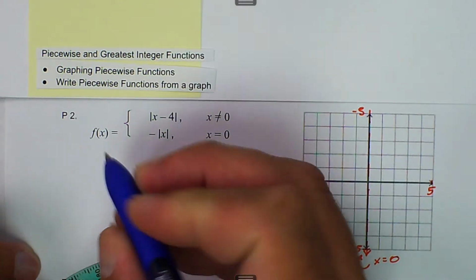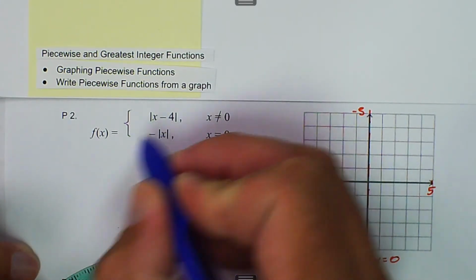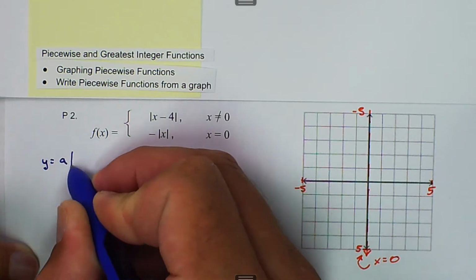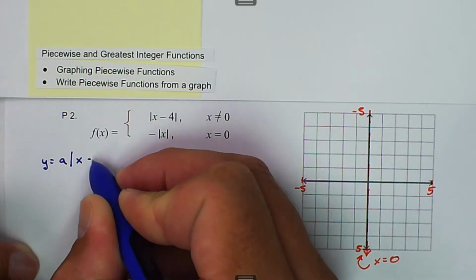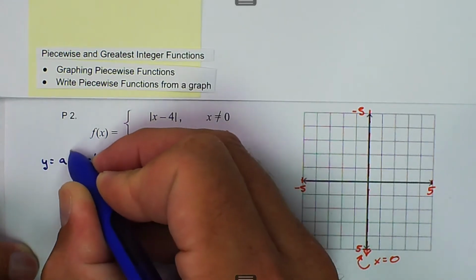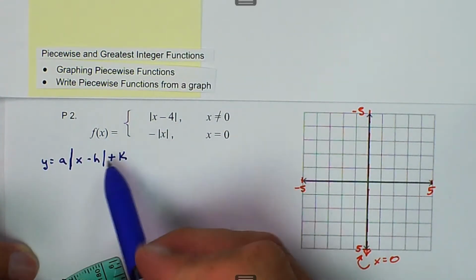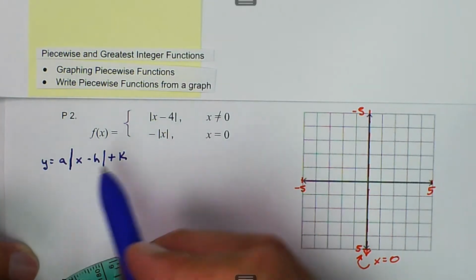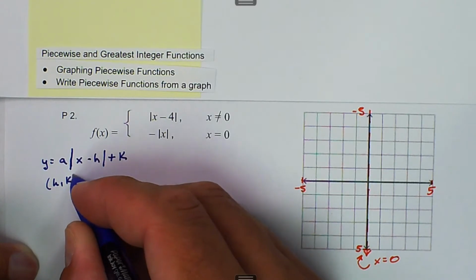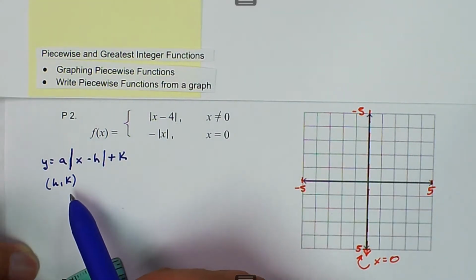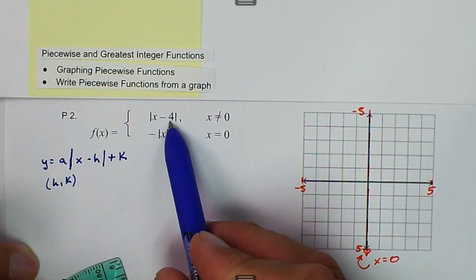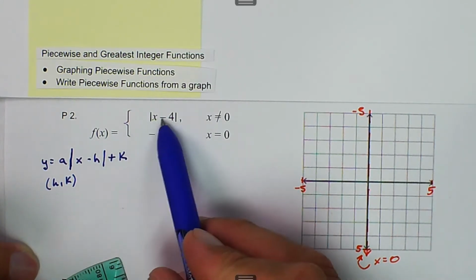So we can remember that the general form of an absolute value function is y equals a times the absolute value of x minus h, absolute value plus k. And h and k were going to be our vertex. So when we look at this, our h value is the value that we substitute in here. So there's already negative and already negative.